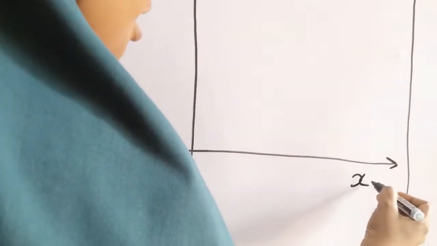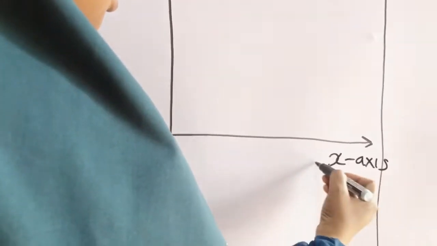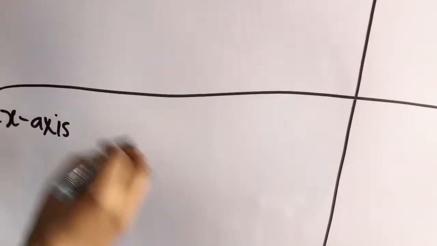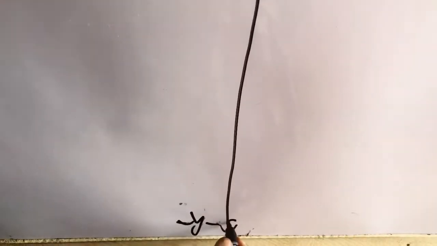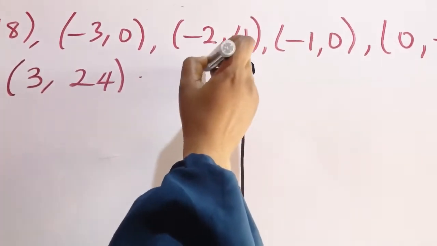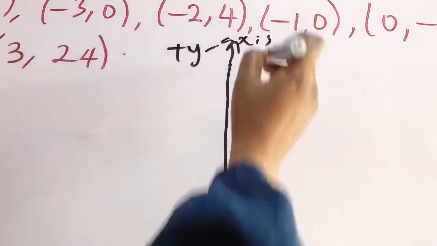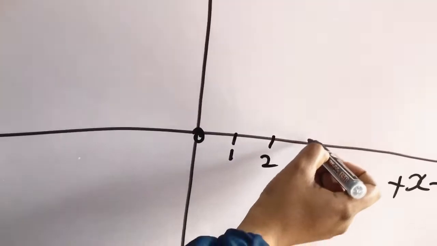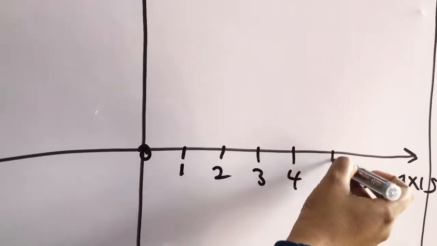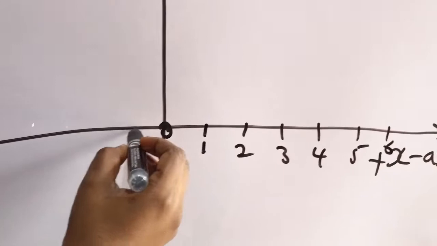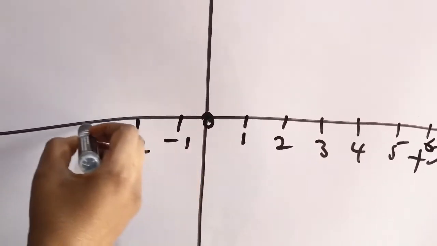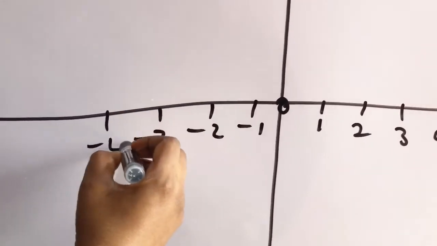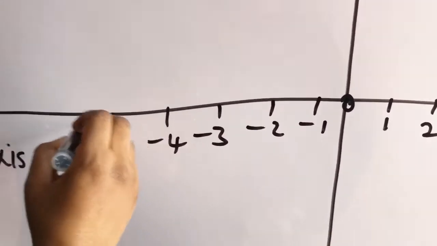Here is the positive x-axis. Here is the negative x-axis, negative y-axis. Here is the positive y-axis. So the center is 0. So 1, 2, 3, 4, 5, 6. Minus 1, minus 2, minus 3, minus 4, minus 5, minus 6.